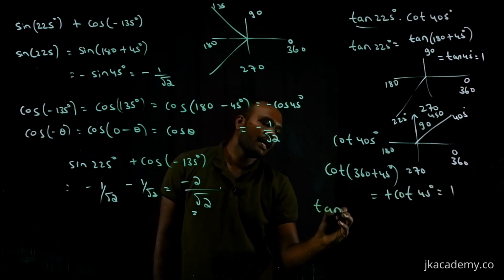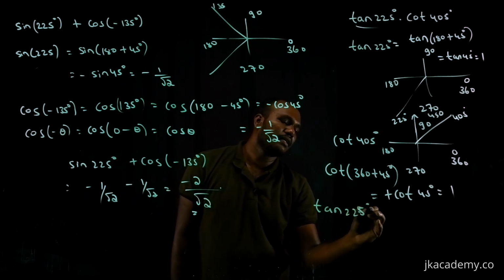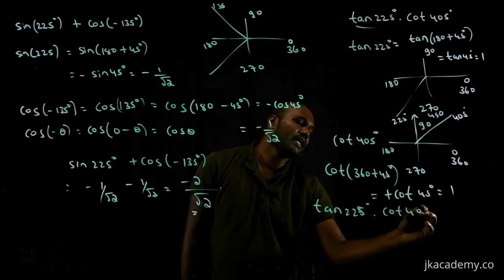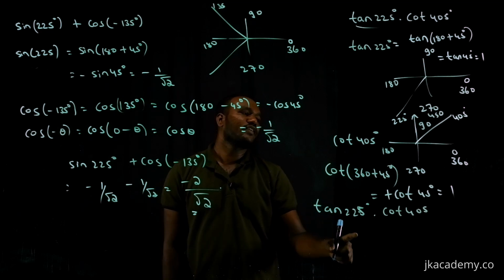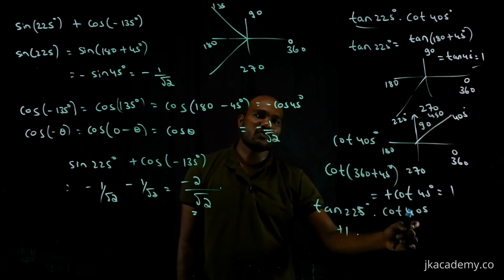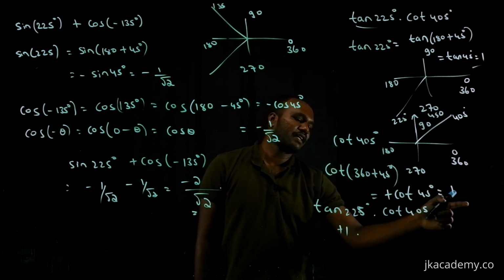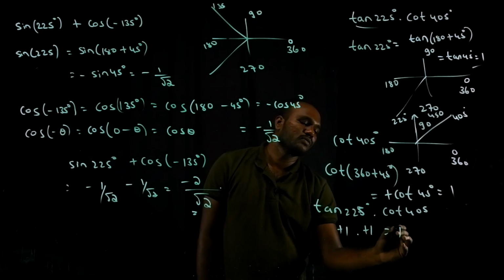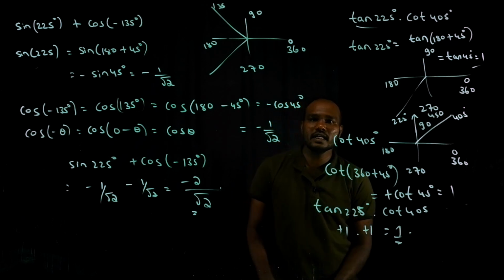So what was the question given? Tan 225 degree times cot 405 degree. This is the question. Tan 225 is how much? Plus 1. This is what we got, right? Times what is cot 405 degree? Cot 405 degree is again plus 1. 1 into 1 is 1. This is the final answer, right?